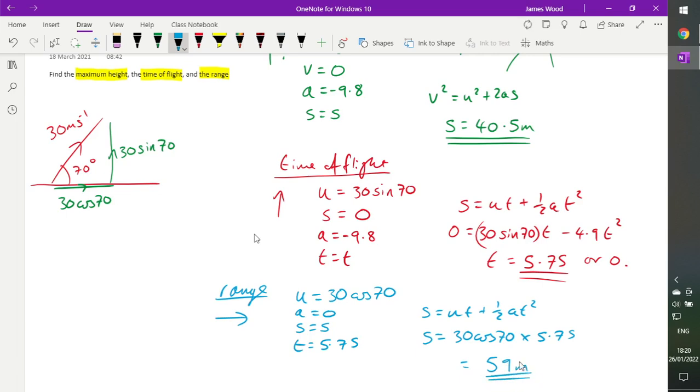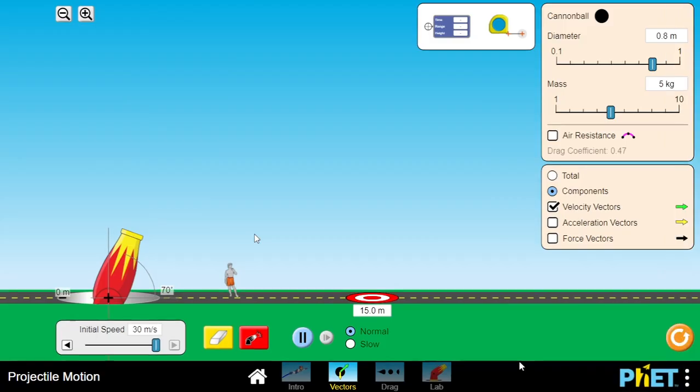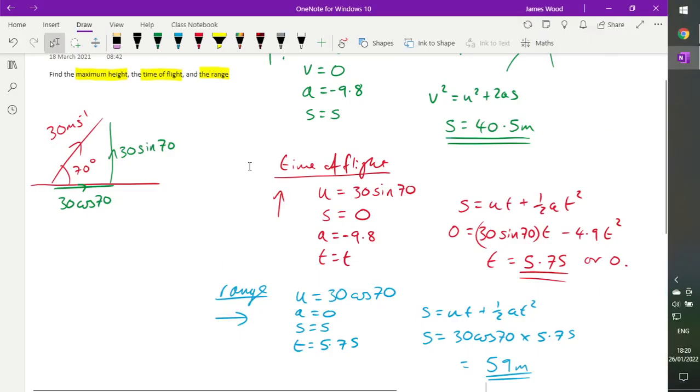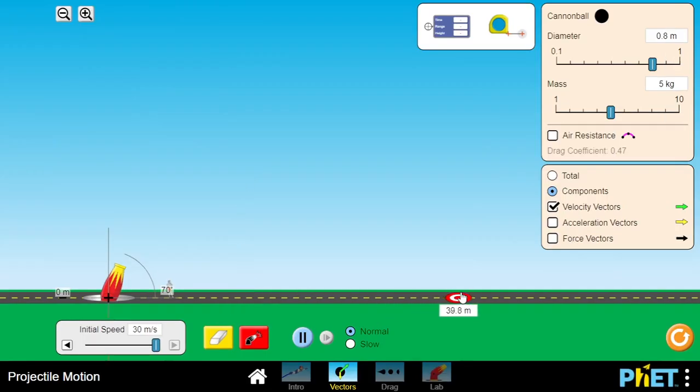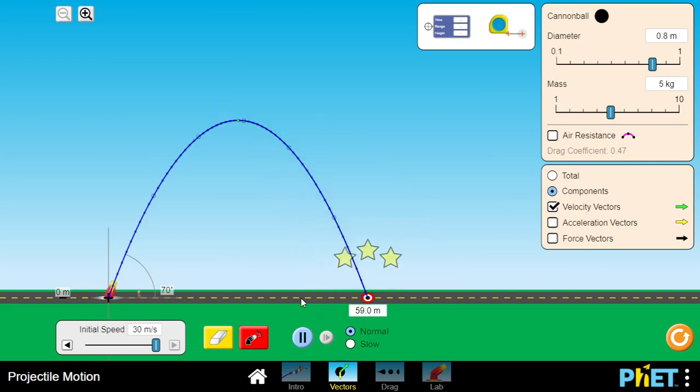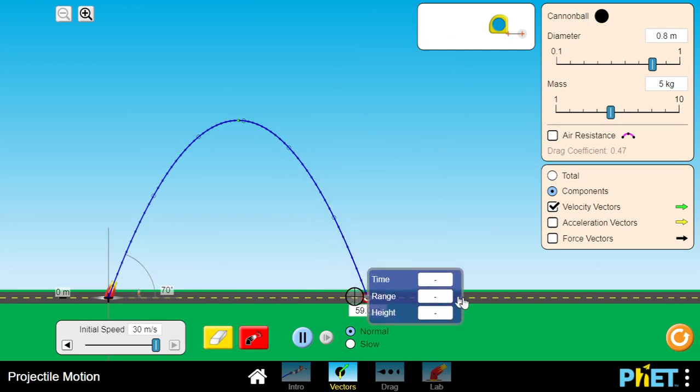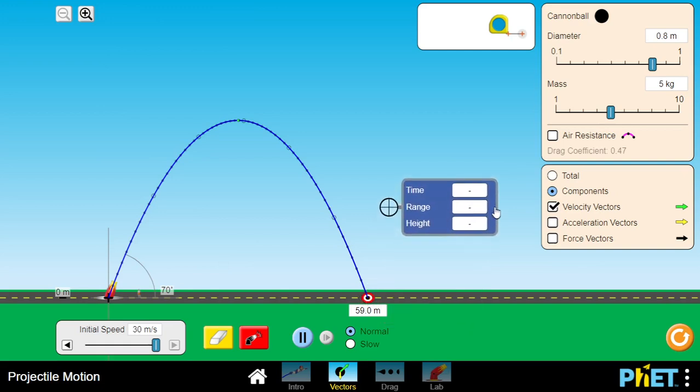Okay, let's check these results and see if they're right. So we reckon our range is 59 meters. Let's move this target to 59 and see if we're right. Okay, so we are right for our range. We can see that the range is 59 meters, or rounds to 59 meters.